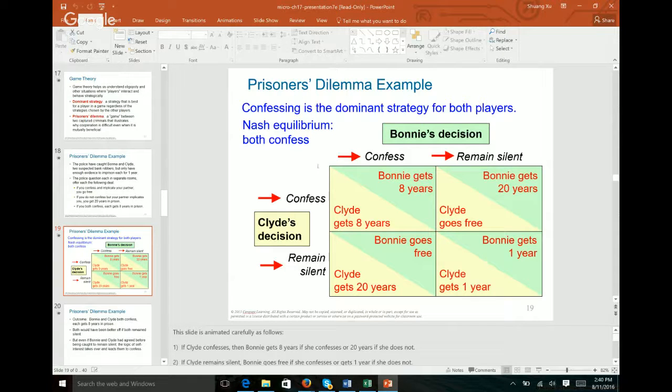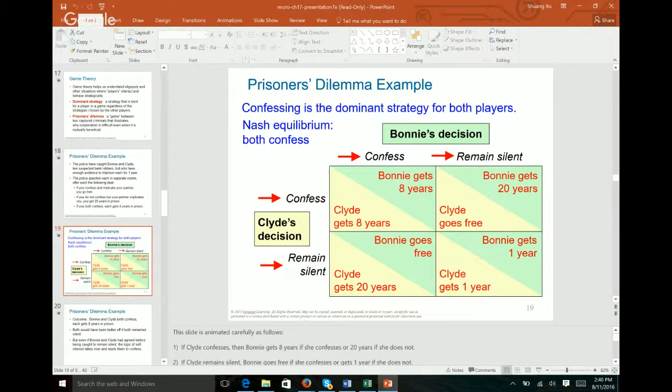Now, if you look at this picture over here, what should the two people do? The best outcome is probably for both of them to stay silent. So don't say anything, then the DA doesn't have enough evidence, and we both just get 1 year each. Now, however, this is where the Nash equilibrium comes in.